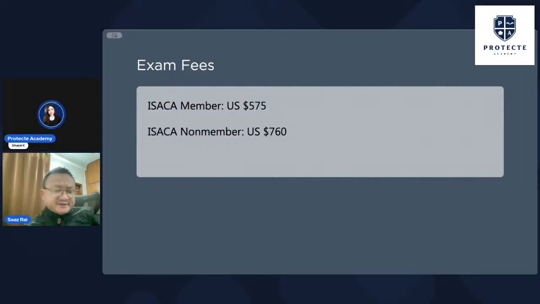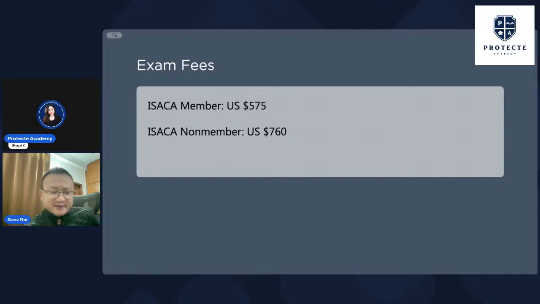The exam fees, this is something I want you to consider: it's an expensive exam. If you are a member, it's $575. If not, $760. The membership fee is about $140 to $150 in total, depending on various things. But even if you add up the membership fee, it's always cheaper to become a member and take the exam. So they encourage you to become a member in that sense.